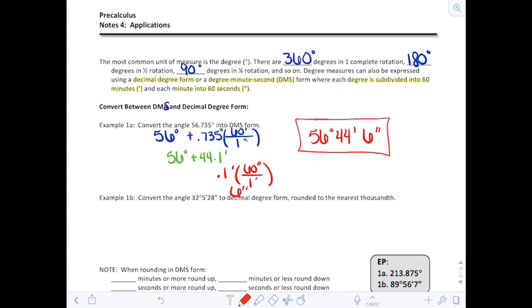Okay, so that's how we would do it by hand, and here in a minute I'll talk you through how to do it on the calculator. Okay, example 1b. Now we want to convert the angle 32 degrees, 5 minutes, and 28 seconds to decimal degree form. So we want to go back to having it look like example 1a, where it's all degree but some decimal. And we're going to round to the nearest thousandth place.